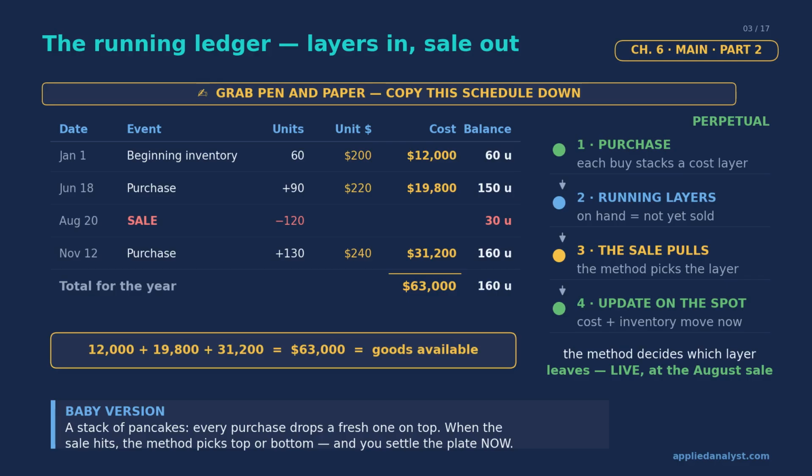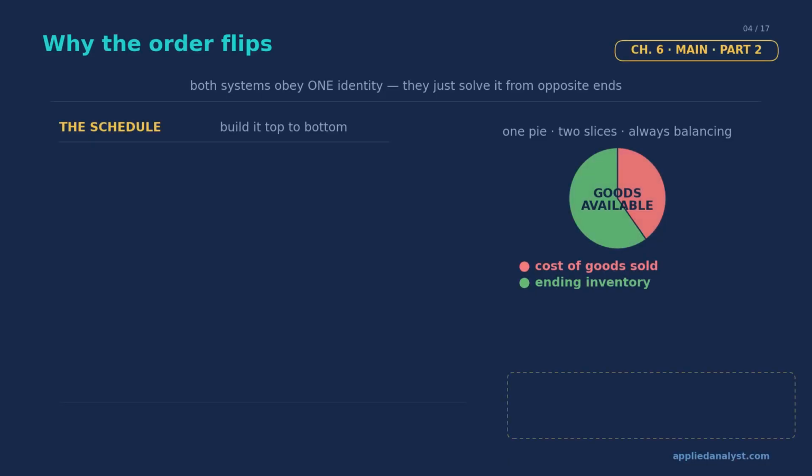Think of it like a stack of pancakes. Every buy drops a fresh one on top, and when the August sale hits, your method decides whether you pull from the top or the bottom, and you settle the plate right then. Let me hand you the one idea that governs all three methods. So here it is, the one idea, and once it clicks, the rest of tonight is easy.